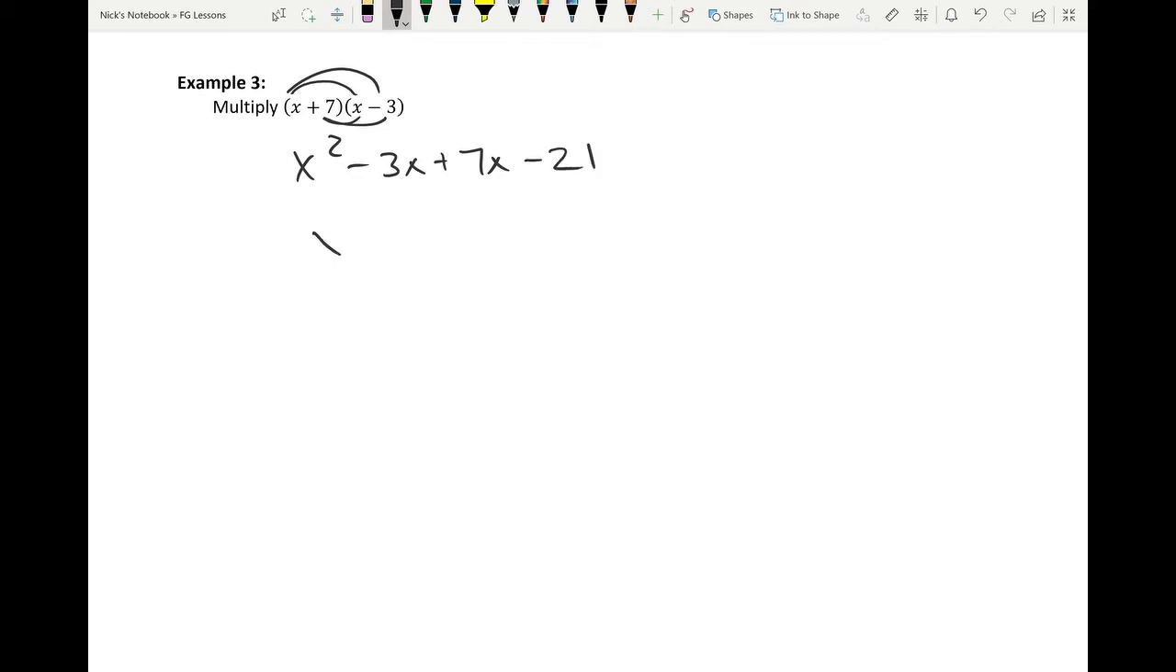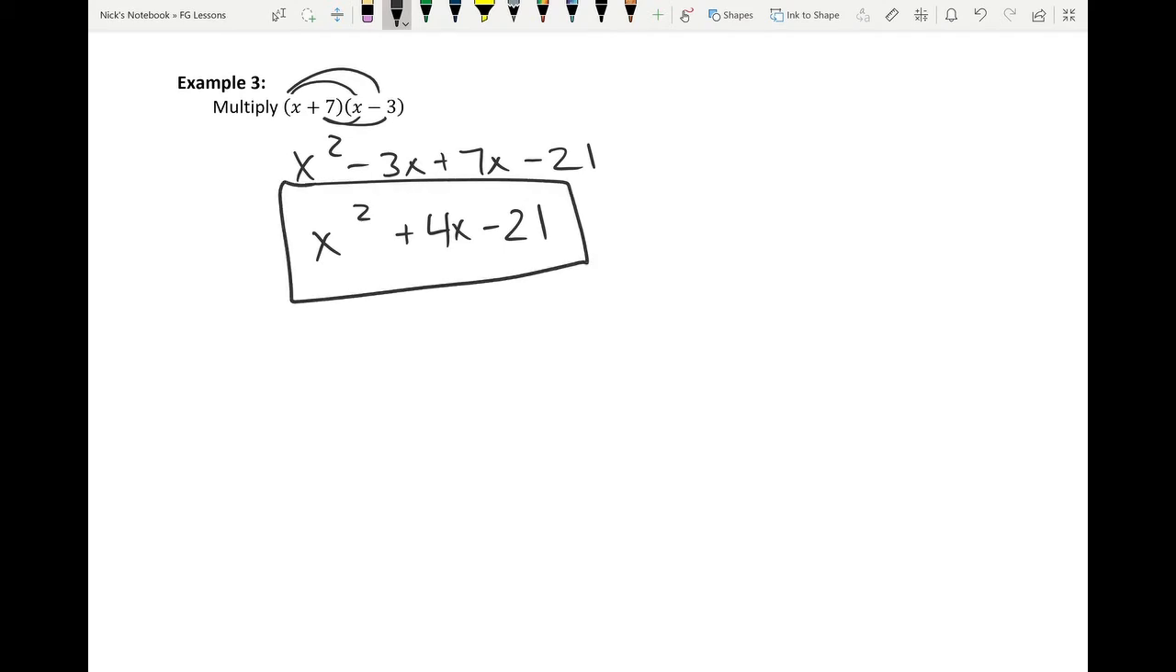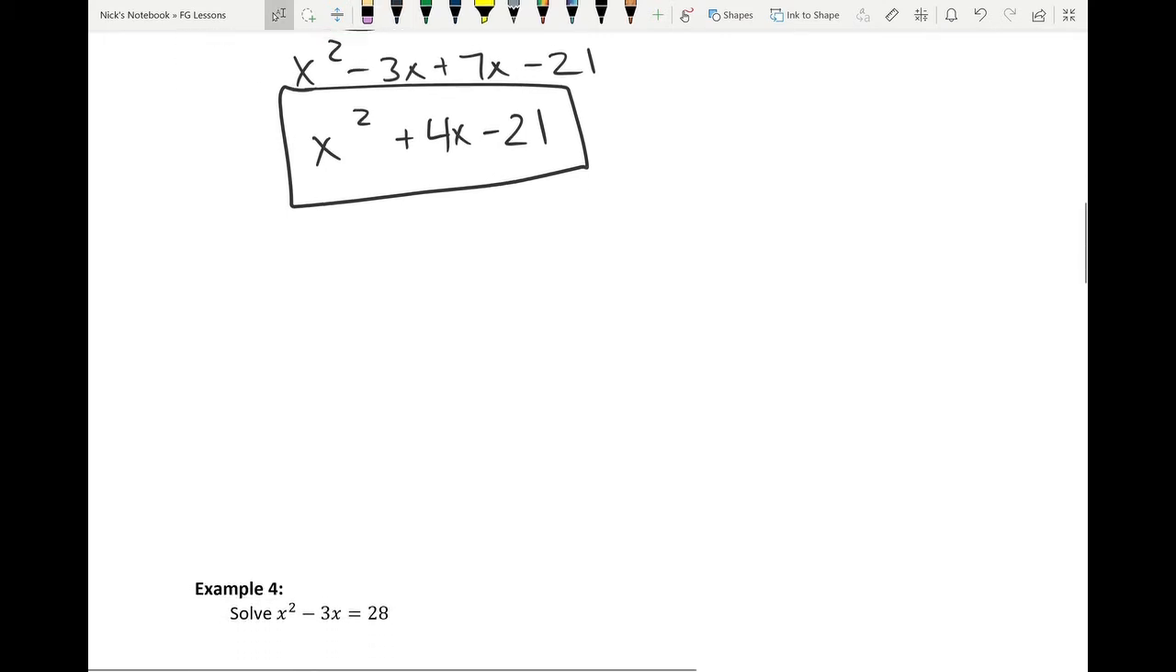All right, combine like terms in the middle. We have negative 3 plus 7 minus 21. All right, there you go. So now let's kind of go in the other way. So instead of factoring, you're multiplying.